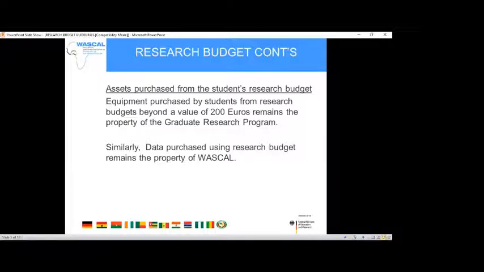Similarly, some of you will want to get meteorological data and so on and so forth. If it is above that amount, it remains property of WASCAL. Any data purchased using research budget fund remains the property of WASCAL. Can we move on?